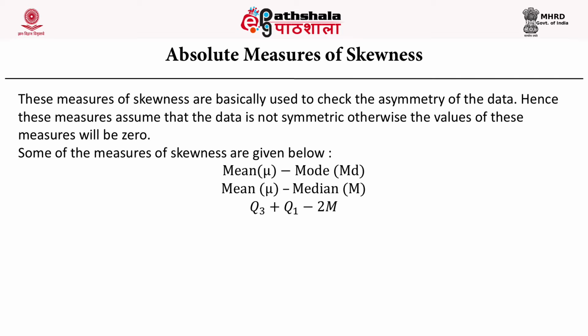Hence, by using the above three measures, one can check the skewness of the distribution, as we already discussed that in a skewed distribution either the mean value is greater than the median or the mode is greater than the median and mean. Hence, these measures just give you an indication about the presence of skewness in the data, except when the value of these measures is 0. In that case, data is symmetric.